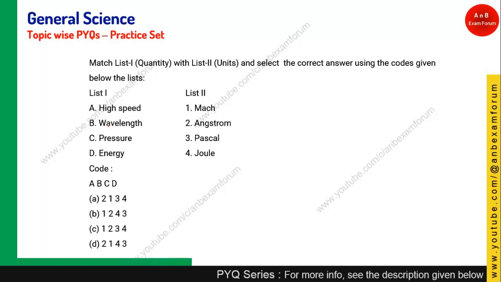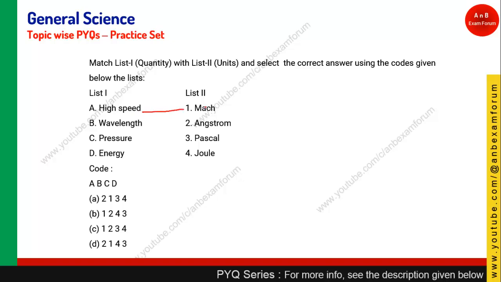Match the following. Let's see, it's a very simple one. So high speed, whenever you have speed, has a unit Mach. Okay, so this matches with the first option. Wavelength is basically a unit of length, and out of these you should know that the angstrom is used to measure the wavelength. Okay, the next one is pressure. In a few of the questions that we have seen, the SI unit of pressure is Pascal, so Pascal is the right answer for this. And energy is joule. Okay, so that is 1 to 1, so 1 2 3 4, option C is the right answer.